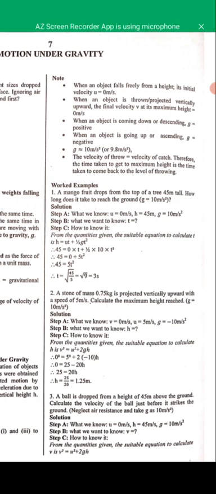Take g to be 10 meters per second square. The same approach we use for equations of linearly accelerated motion is the same approach we are going to use here. Now let's list out the parameters we have. The body drops from the top of a tree 45 meters high. That means our h is 45 meters.